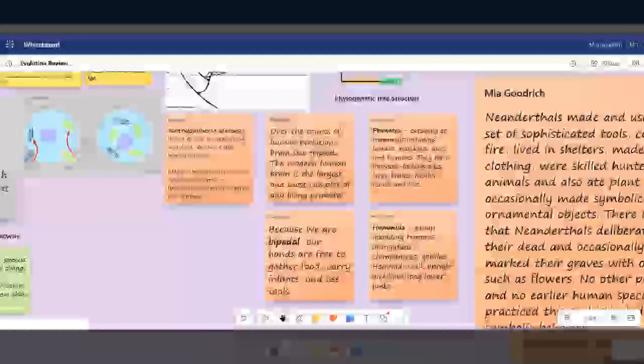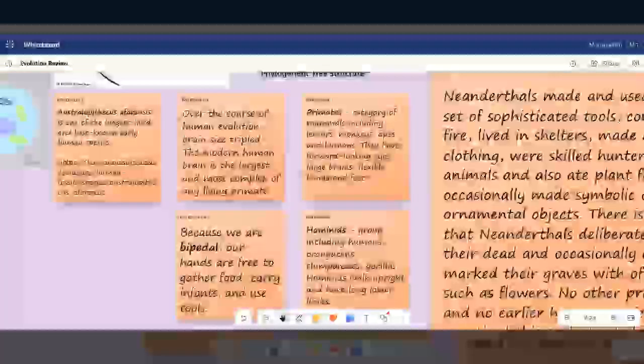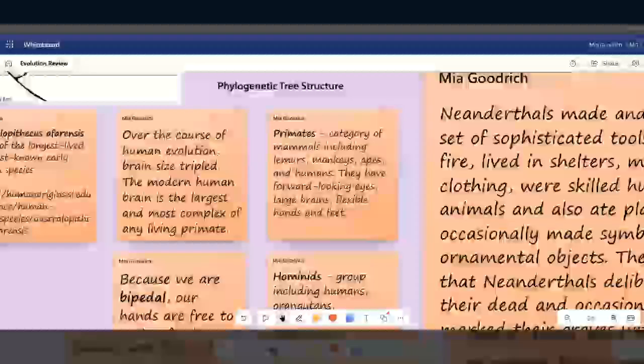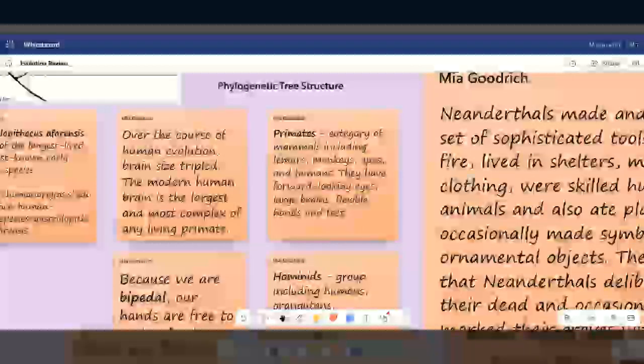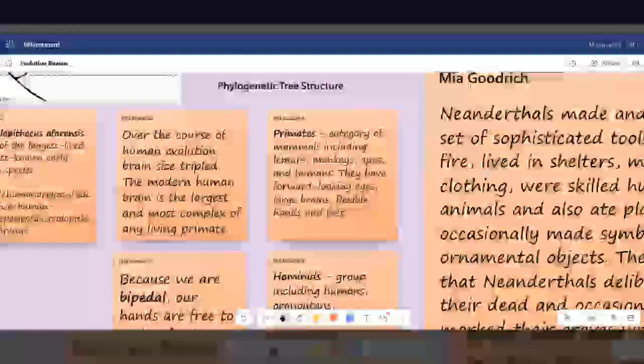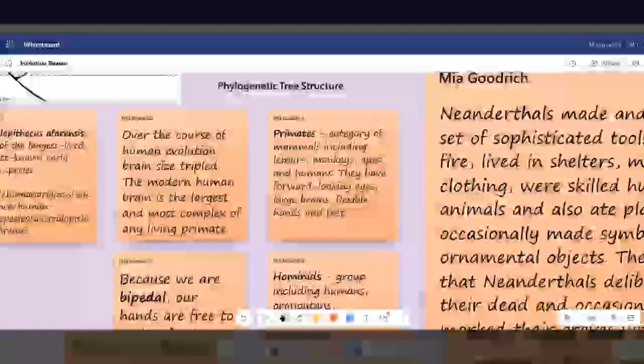So when we say primates, that's actually the order we belong to as humans, or Homo sapiens. That's our scientific name. Homo meaning man. So we belong to this order of primates, which includes lemurs, monkeys, and apes. What's distinct about us is that we have forward-looking eyes, so we're not like fish who have eyes on the sides of their heads. We have very large brains, and flexible hands and feet.